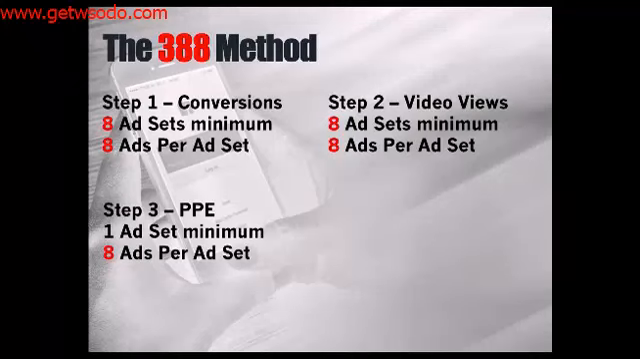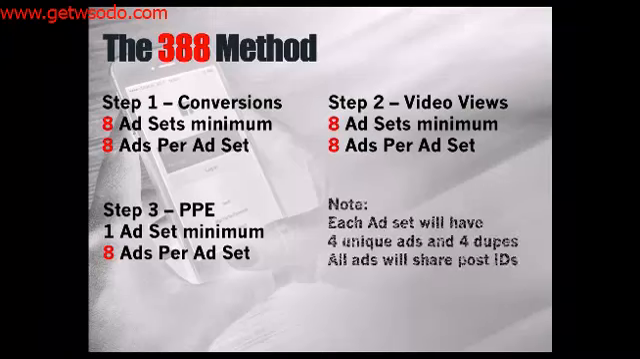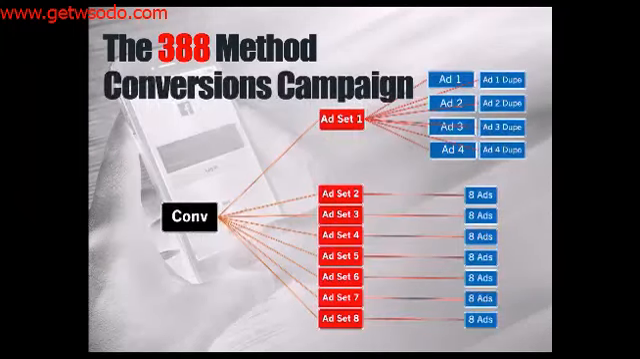All right, and then step 3 is a PPE or page post engagement. So I just set that up with usually 1 or 2 ad sets, nothing crazy, and then 8 ads in that ad set. Also, again, those same ads that are there, I'm just putting into there also. Again, sharing those post IDs though, because the engagement needs to increase on a post ID level, okay? Okay, I already went over that.